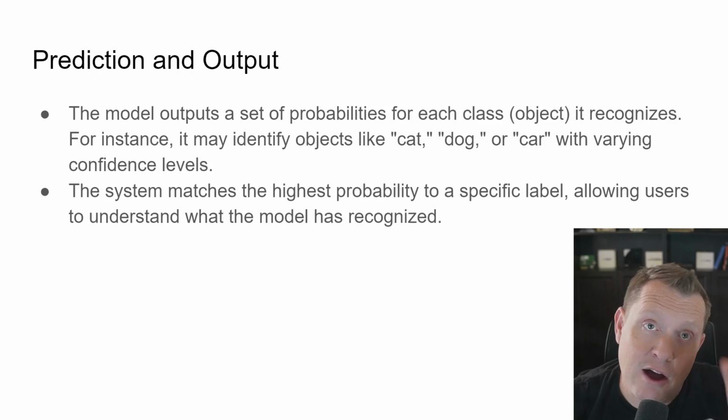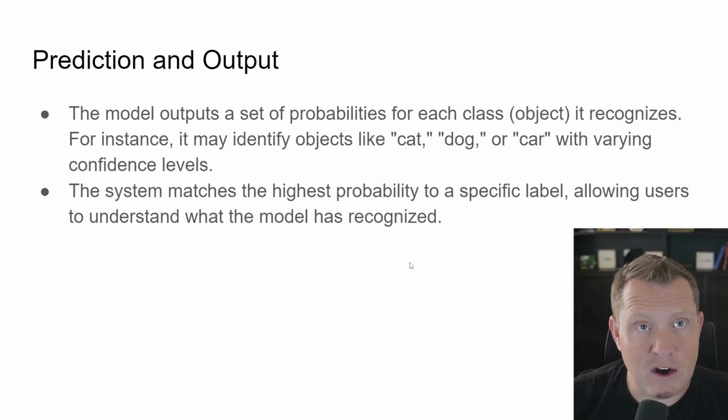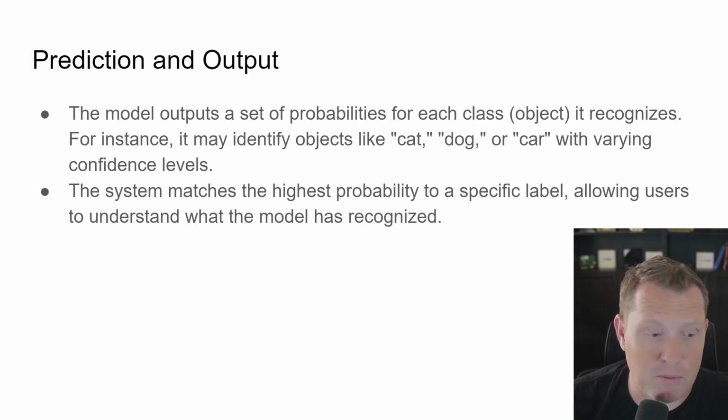Now, the model outputs a set of probabilities for each class or object it recognizes. For instance, it may identify objects like cat, dog, or car with varying confidence levels. The system matches the highest probability to a specific label, allowing users to understand what the model has recognized.